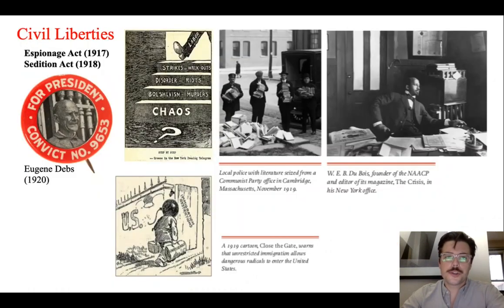Now we're going to transition to some of the domestic impacts of World War I, primarily in the form of repression of civil liberties. So there are a number of things that come out of America's involvement with World War I, primarily things like daylight savings time. And this is a federal policy put in place of setting clocks ahead by 1 hour to provide more daylight for manufacturing enterprises to produce war materials.